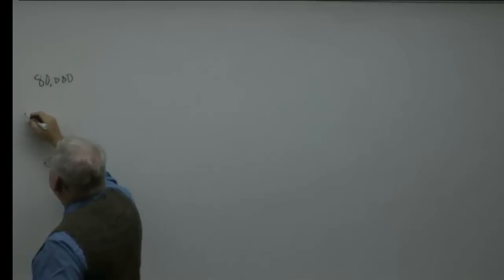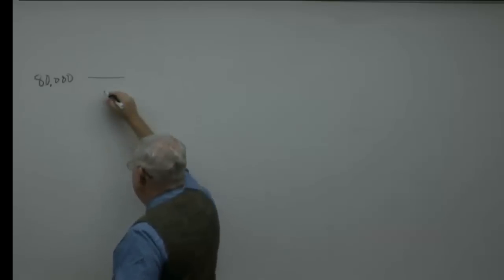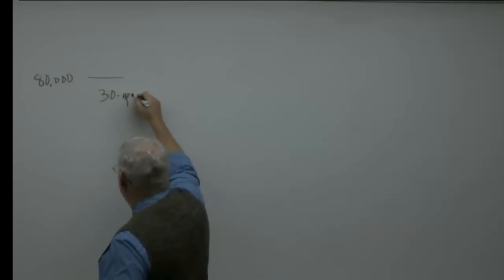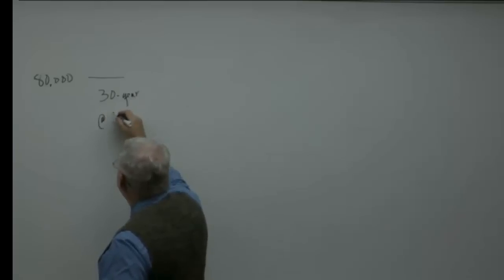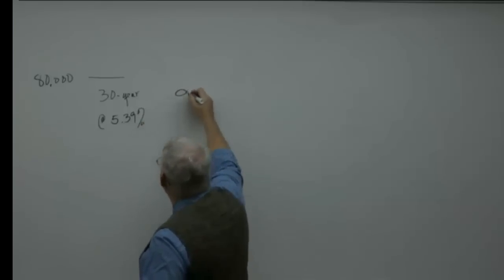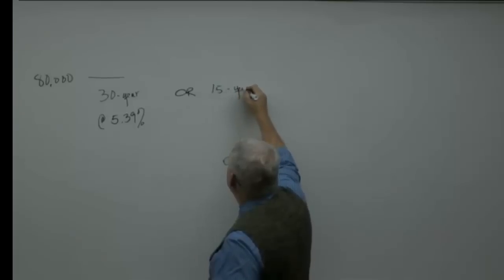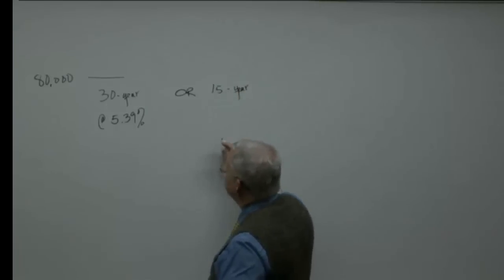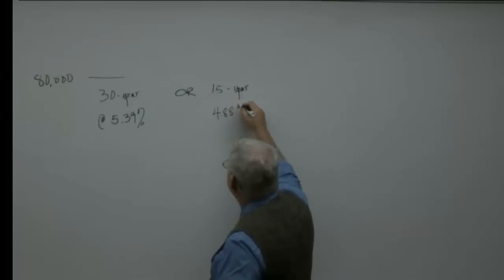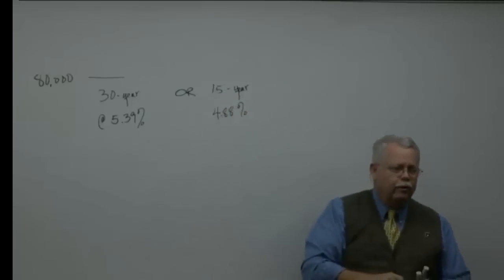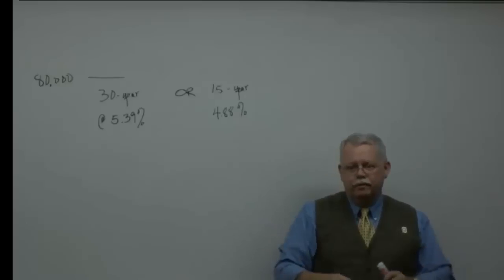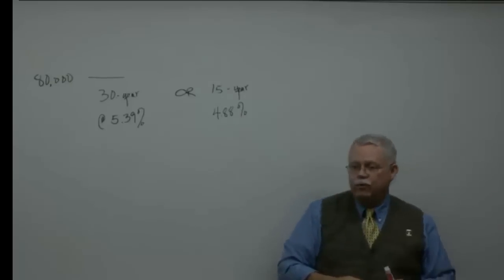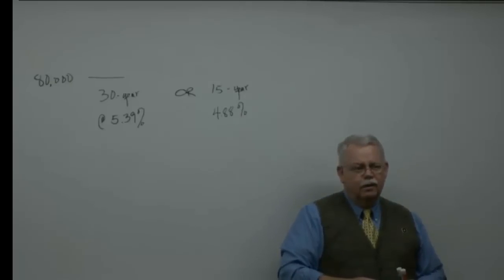You ready? Sure. I'm your local banker, and I'm going to loan you an $80,000 note on a mortgage, and I'm going to give you a choice. I'll give you a 30-year note at 5.39%, or I'll give you a 15-year note at 4.88%. Which mortgage do you want? And explain why. 4.88 or 5.39? I know which one I want, and I can explain why.